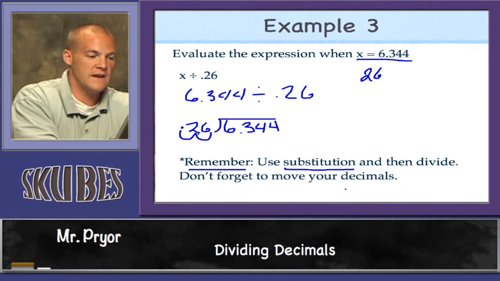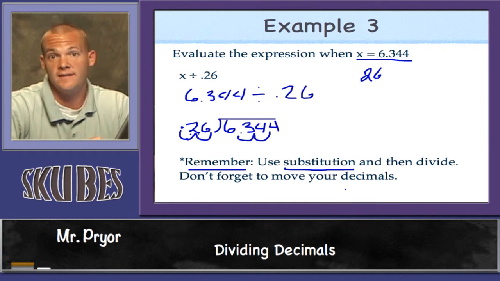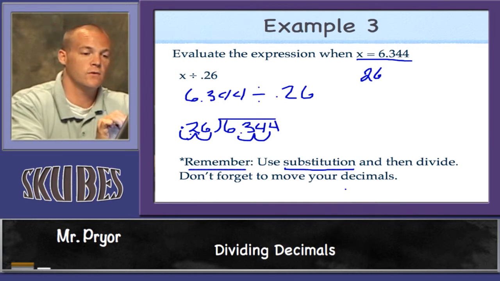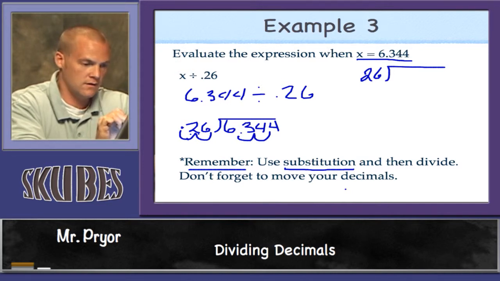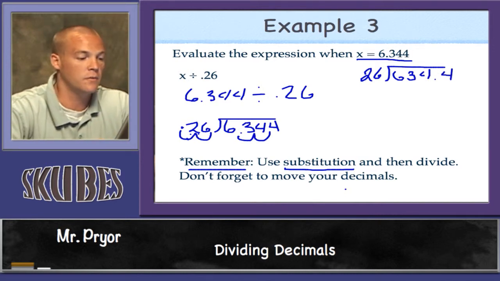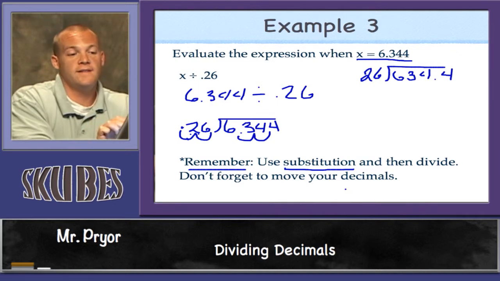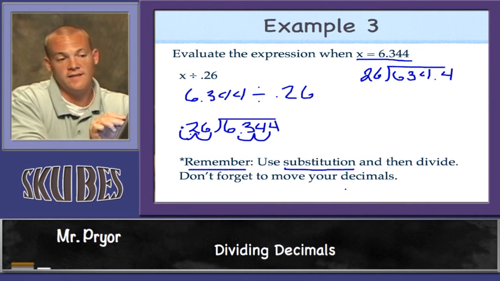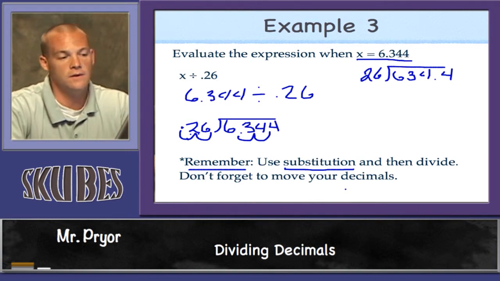So just as we did on the outside here, we need to also do that on the inside. Move it the same number of places. That's going to make that number then 634.4 if we move it 2 places. And then we begin dividing. 26 can't go into 6, but 26 can go into 63. Okay, 26 goes into 63.